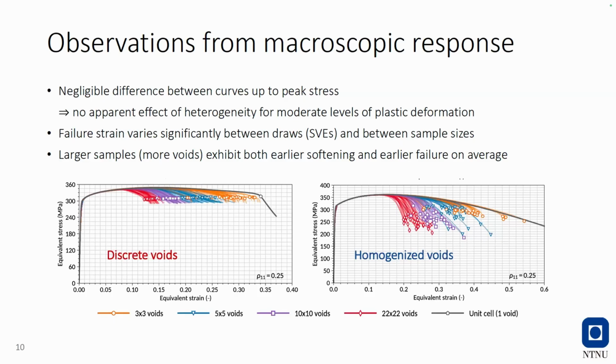The failure strain will vary significantly between the different draws for a given sample size. And of course, also for different sample sizes. And in general, we see that if you draw more voids, you have a larger sample, you will get earlier softening and earlier failure. So this unit cell model with a single void will be an upper bound type of approximation.